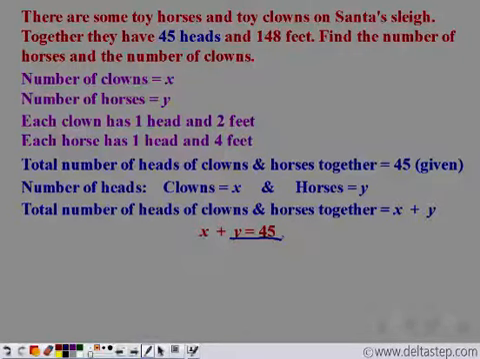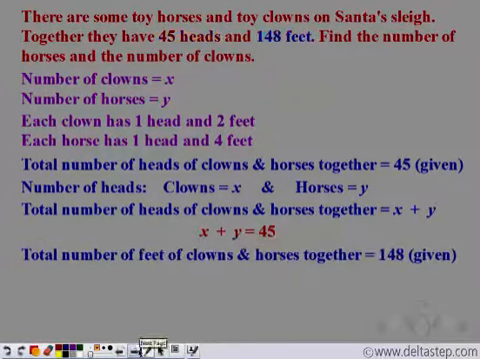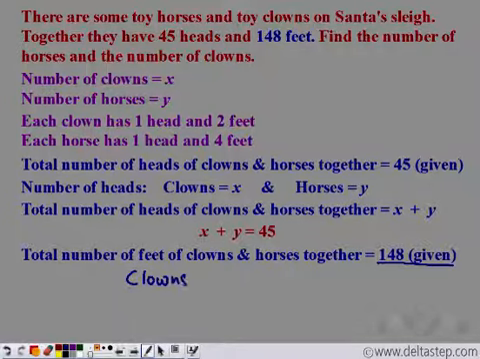Next, they have 148 feet. That is, the total number of feet of clowns and horses together is 148. This is given to us. Now each clown has 2 feet, so x clowns will have 2 into x, that is 2x feet.